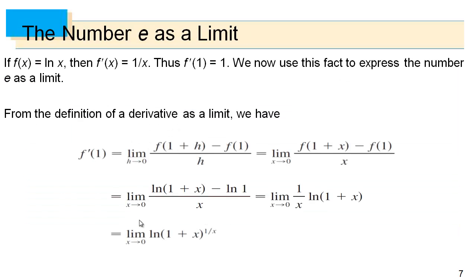Okay, for these last 4 slides, we're just going to talk briefly about where e comes from. We can remind ourselves that if f of x equals the natural log of x, then the derivative is 1 over x. And therefore, the derivative evaluated at 1 equals 1. And we can now use this fact to express the number e as a limit. So all we're going to be talking about here is kind of where e comes from.